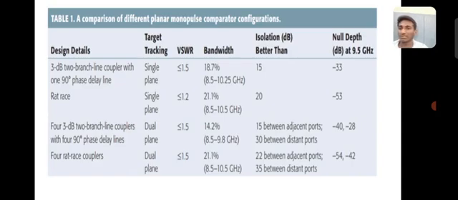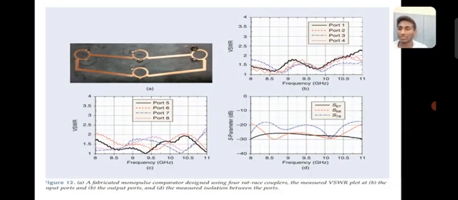And 4 rat race couplers. So here you can see the waveforms and picture of a comparator, where A describes the fabricated monopulse comparator with 4 rat race couplers. Here you can see the 4 rat race couplers designed in the material, and in B and C, B describes the input and output ports, and D describes the isolation between the two ports.